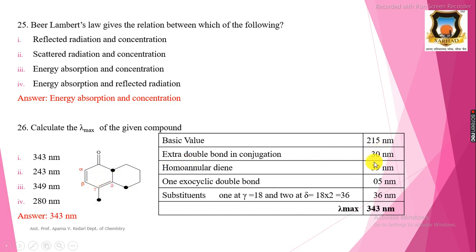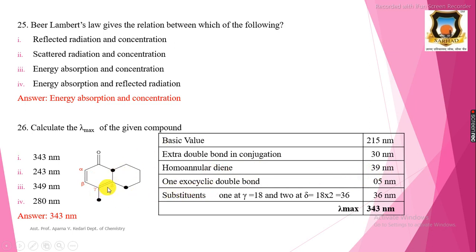Therefore, add 30 nanometer here. Then this is the homoannular diene, that is, two double bonds in conjugation that are present in one ring. Therefore, homoannular diene is also present, so add 39 nanometer to the basic value.